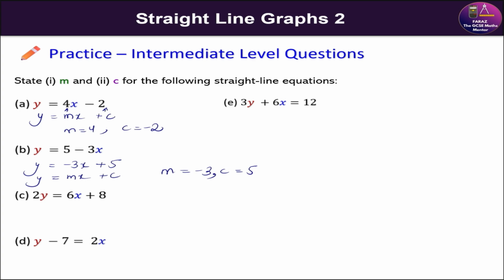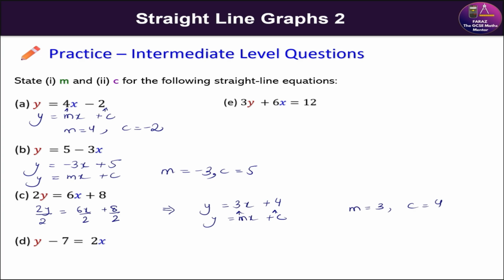Now part C, 2y equals 6x plus 8. This one needs a little rearranging. Let's divide everything by 2. So if you divide both sides by 2, 2y divided by 2 equals 6x divided by 2 plus 8 divided by 2. It will give you y equals 6 over 2 means 3x plus 8 over 2 means 4. Now it's easy. m is 3 and c is 4. y equals mx plus c. m is 3 and c is 4. m equals 3, c equals 4.